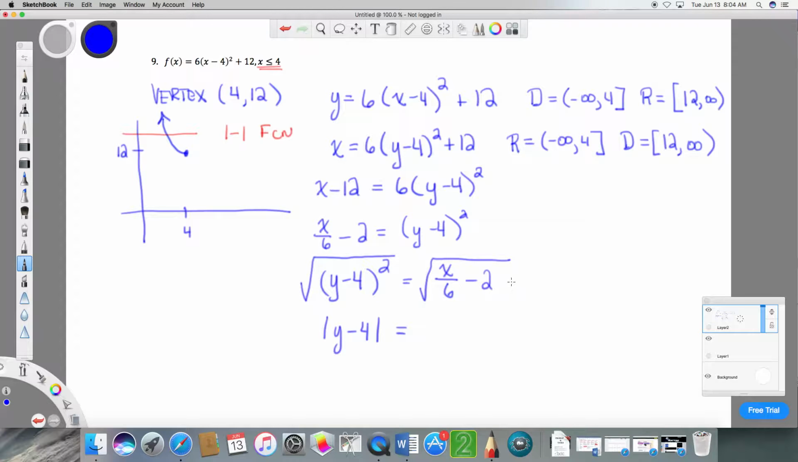Now over here, maybe I should have, let's rewrite this with a common denominator. So I'm going to multiply this by 6 over 6. And I have (x minus 12) over 6.